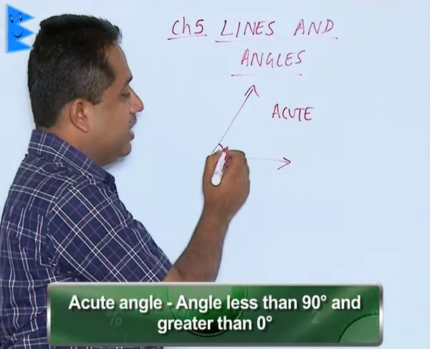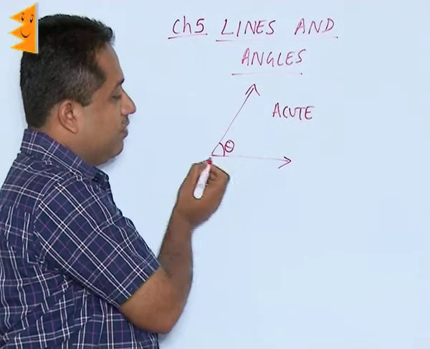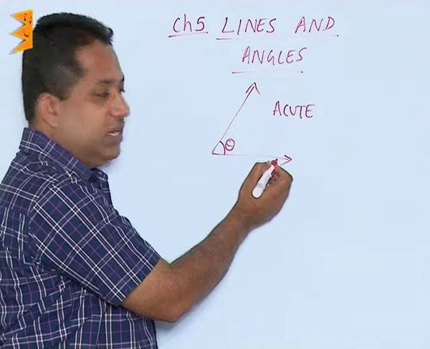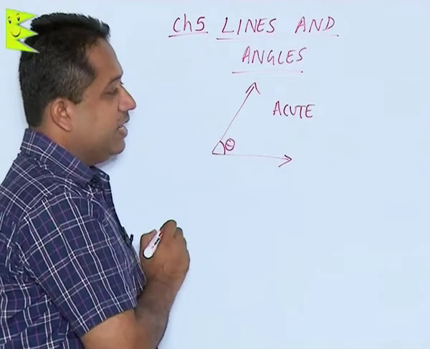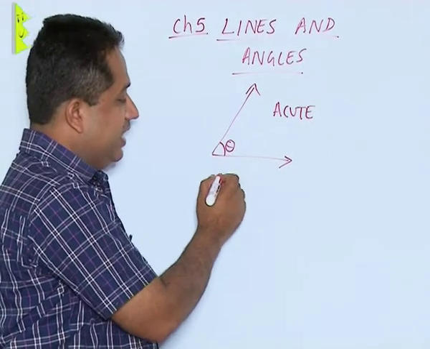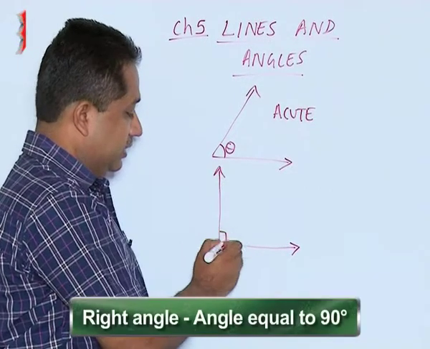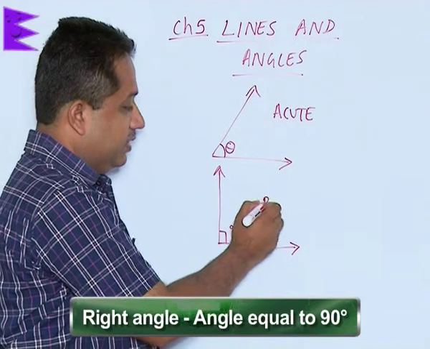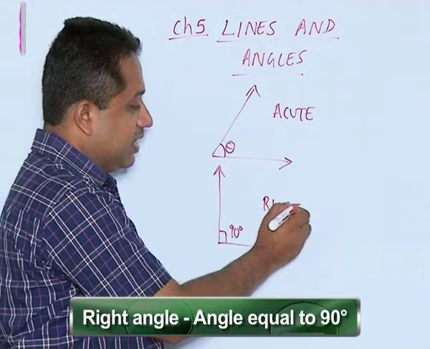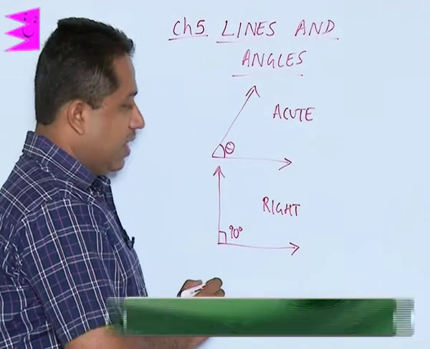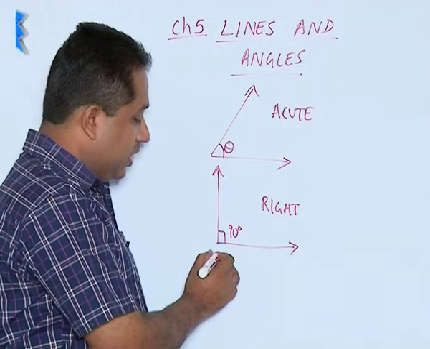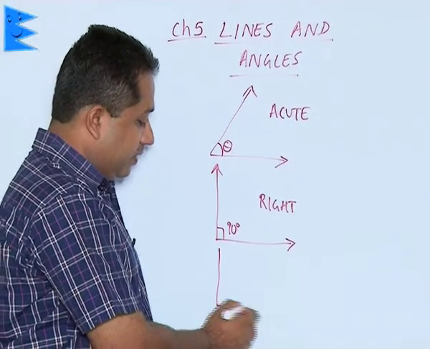So, this is an acute angle. Here we find that this is the angle and this is less than 90 degrees. If it is exactly equal to 90 degrees, then we say it is a right angle. This is 90 degrees. And there could be angles which are more than 90 degrees. This is 90.